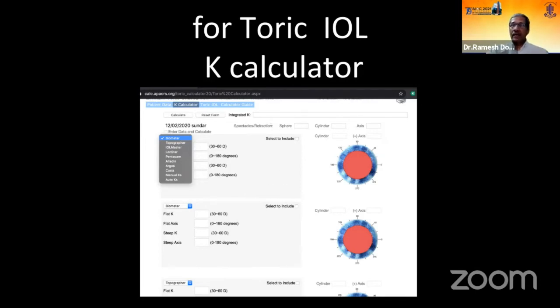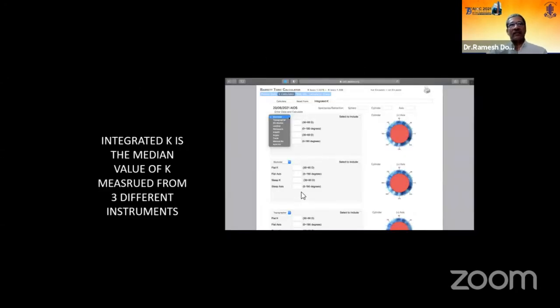That integrated K forms the basis of the anterior corneal measurement, and then the PCA is applied to that. The predicted posterior cornea is applied to that, and then it is used in the Toric calculator. So these are the 3 different entries that you can make. The last one has to be a topography. The first 2 are biometry values.